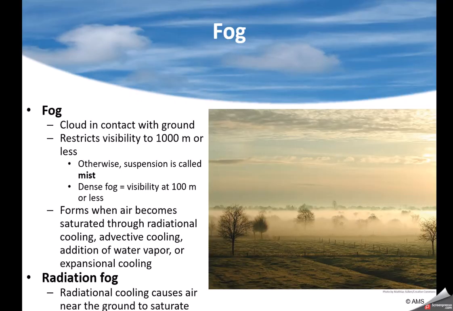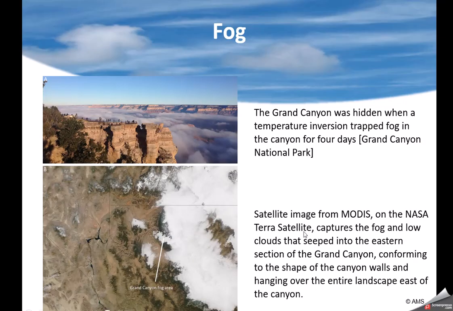Fog is just cloud on the ground. It literally develops when temperatures drop and the air becomes saturated. We know that cold air sinks, so saturation is going to tend to occur in the lowest layers. Here, for example, you're looking at the Grand Canyon. Notice the solid layer of fog in the Grand Canyon. Up on top, it's a beautiful day.